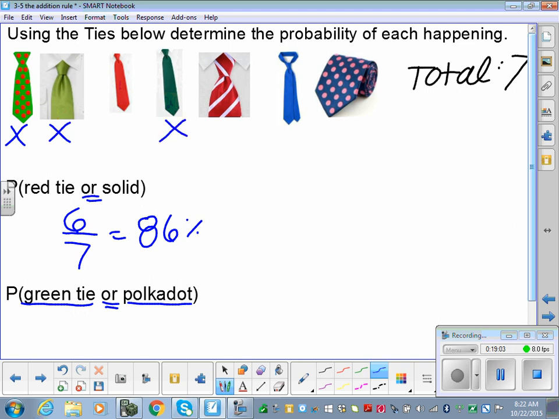Questions on that? Now you also get to come if you're a polka dot. So any others in here that we need to cross out? This one, right? So how many get to come? 1, 2, 3, 4 out of 7. So 4 divided by 7, 57%. 57% are green tie or polka dot.